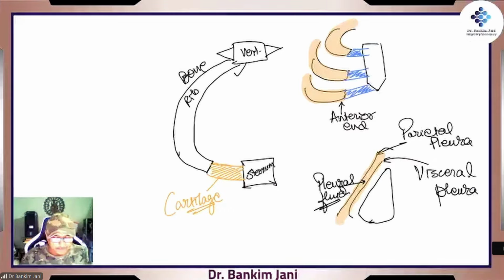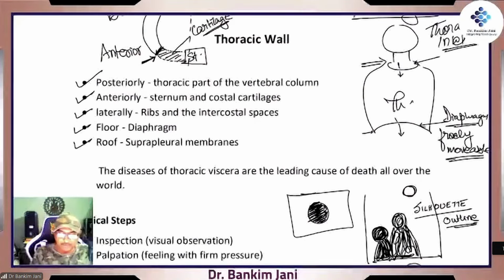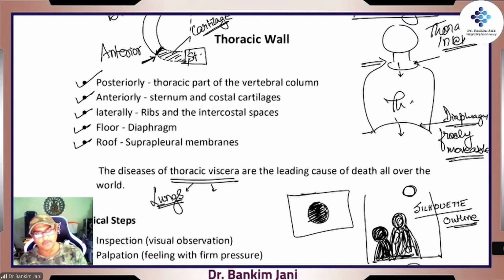Over here, diseases of thoracic viscera are the leading cause of death all over the world. Right? Thoracic viscera, thoracic organs. And in the thoracic organs, the two main ones are the lungs, because lung cancer, carcinoma of lung, is the commonest one, and the second one is the heart. Cardiac failure is one of the major reasons. So that's why diseases of thoracic viscera are the leading cause of death all over the world, no doubt.